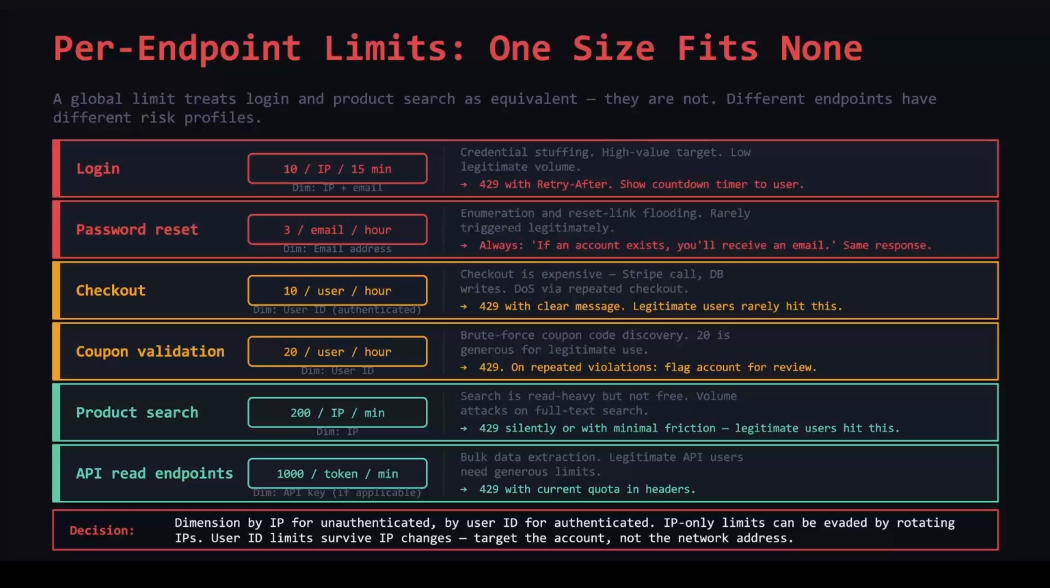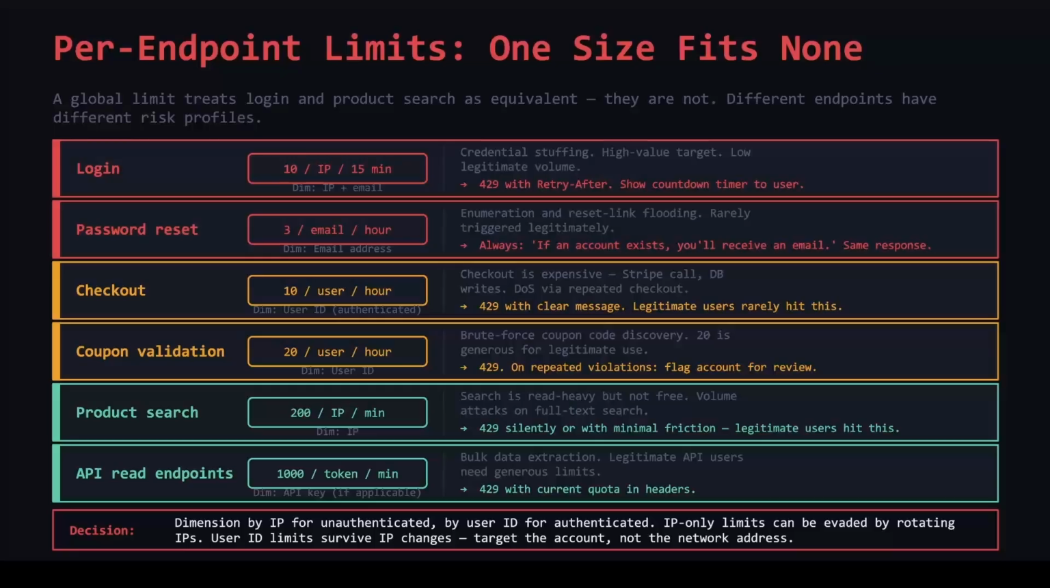Per-endpoint limits. A global limit treats login and product search as equivalent risk. They are not. Login: 10 attempts per IP per 15 minutes. These are high volume targets for credential stuffing. Legitimate users rarely hit this. It shows a countdown timer on 429. Password reset: 3 attempts per email address per hour, to prevent enumeration and reset link flooding. This endpoint is rarely triggered legitimately.